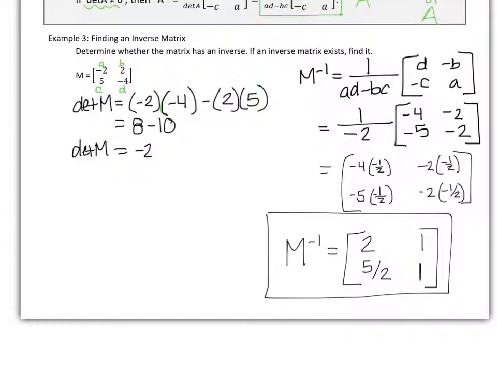So first, figure out your determinant. If it's 0, you would stop there. But if it's anything else, keep going. You plug your determinant into the bottom of that fraction, figure out the weird jumbled matrix, and then just multiply them together.